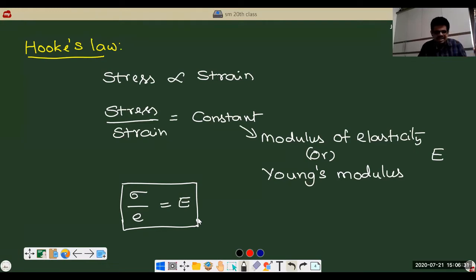Sometimes you may be asked to determine the change in length or change in any dimension. In such cases, you have to take the help of the stress and strain and also this Young's modulus. Here, Young's modulus is a constant. It depends upon the type of material. That means mild steel will have one value of Young's modulus, similarly aluminum will have one value of Young's modulus. Like that, every material will have a unique value of Young's modulus. So that has to be remembered. Right.